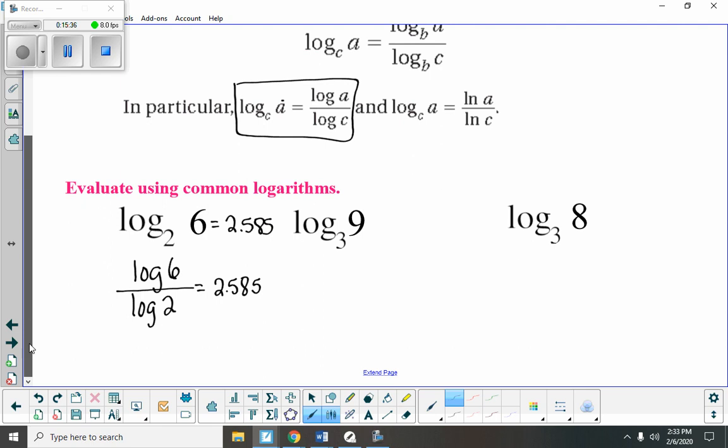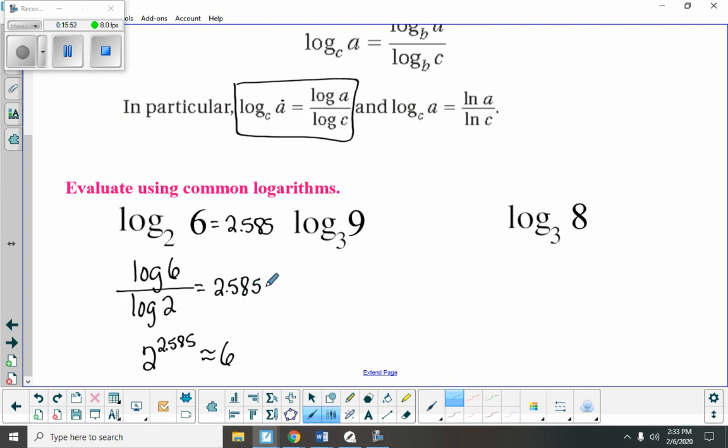Just so you understand this, if we were to write this in the other form, exponential form, 2 to the 2.585 would be just about equal to 6. I say just about because we did round this right here.